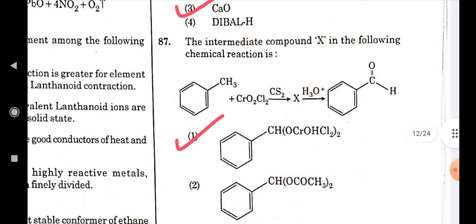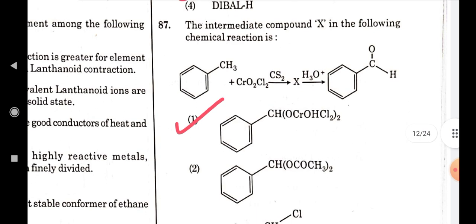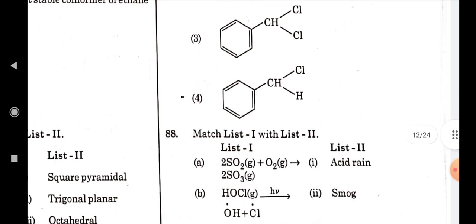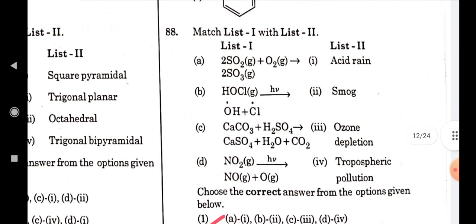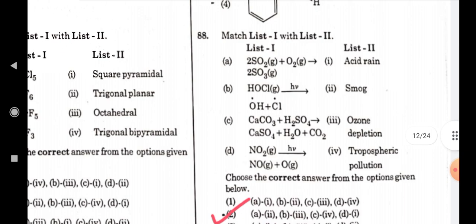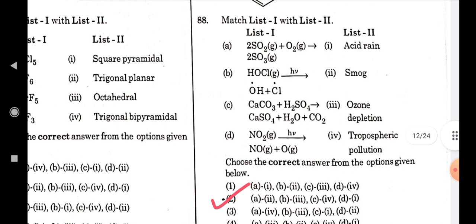Now for the 87 number question, the option A will be the correct answer. So the CrO2Cl2 in CS2 will react with this in this way. Okay. Now for the 88 number question, we have option number 2 as the correct one. So option number 2 will be correct for the 88 number question.